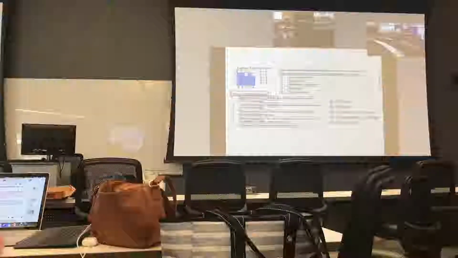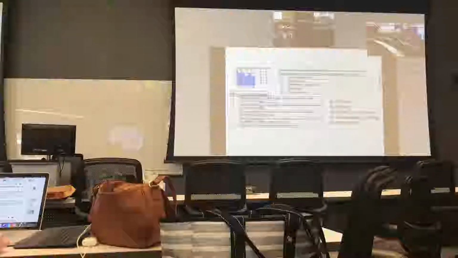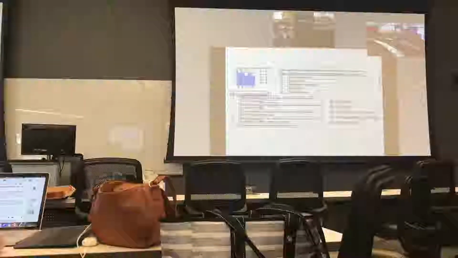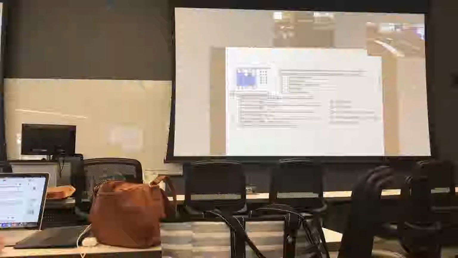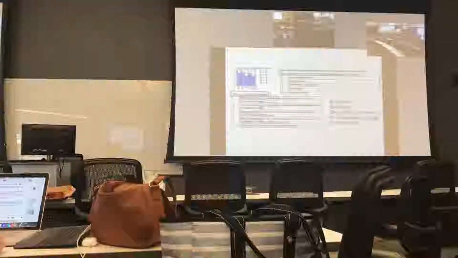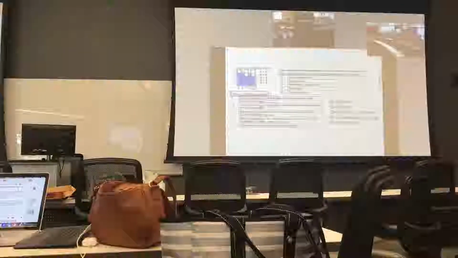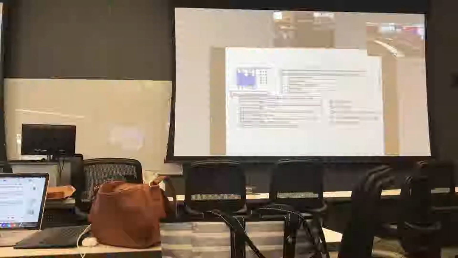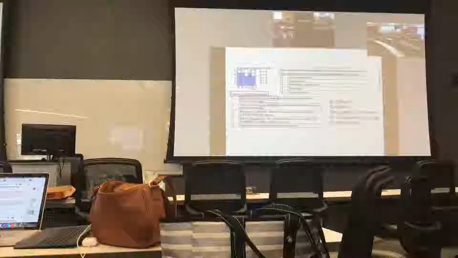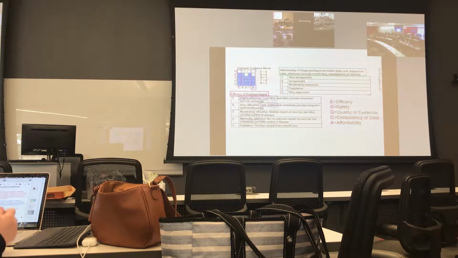Then we have our safety, our quality of evidence, our consistency of the data, and the last is affordability. And so these are the two that I highlighted for this group as far as being pharmacists, the efficacy of a regimen, and the affordability of a regimen. So 1 would be very expensive, 2 would be expensive, 3 is moderately expensive, 4 is inexpensive, and 5 is very inexpensive. You're rarely going to see these for cancer therapy.